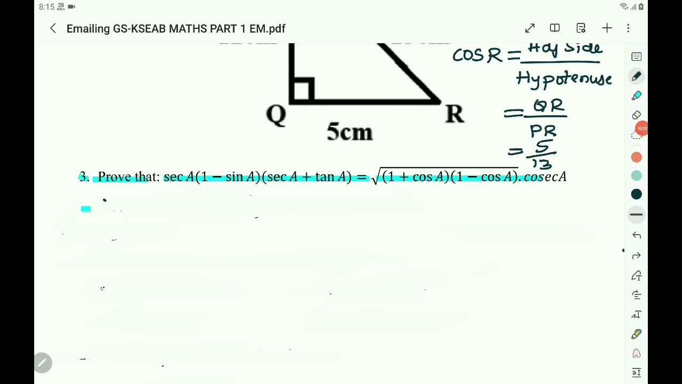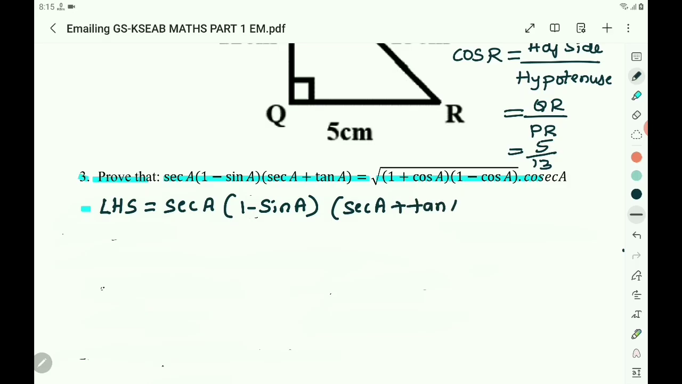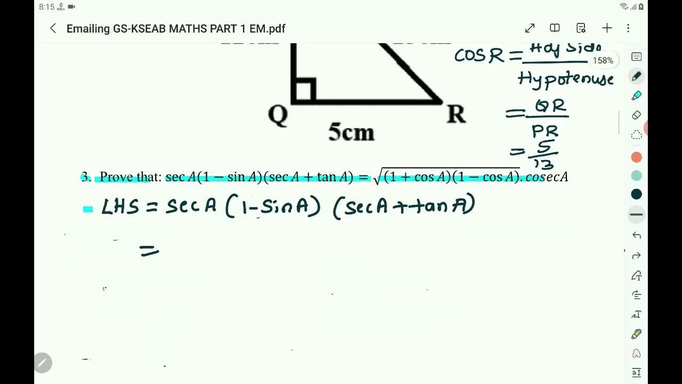Now you write LHS. LHS equals secant A into 1 minus sin A into secant A plus tan A. Now you write the reciprocal of secant A. Sec A reciprocal is cos. So then you write 1 by cos. Secant A is 1 by cos A. Then you write 1 minus sin A as it is. 1 minus sin A.